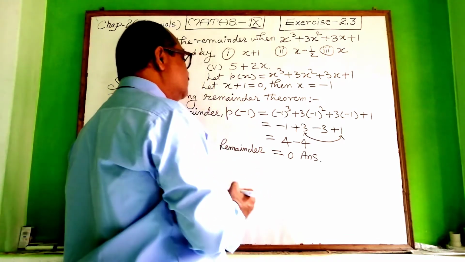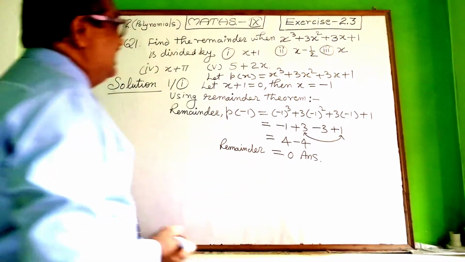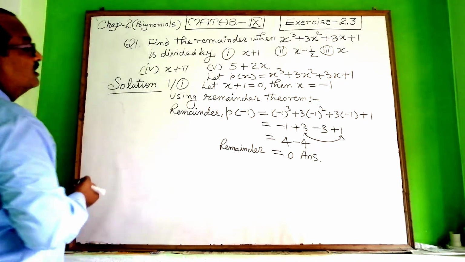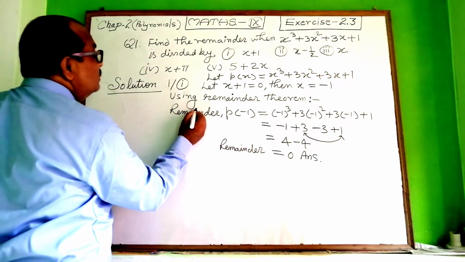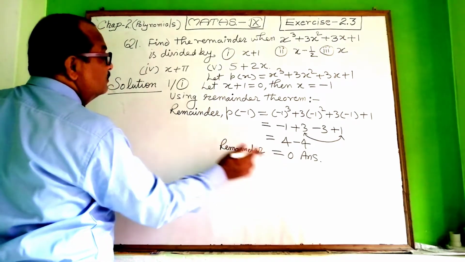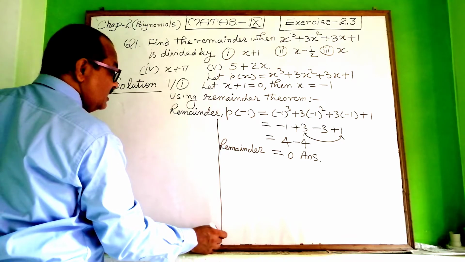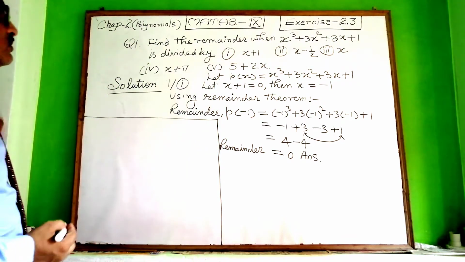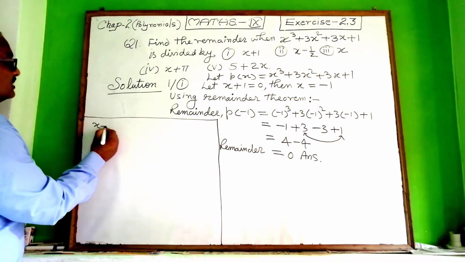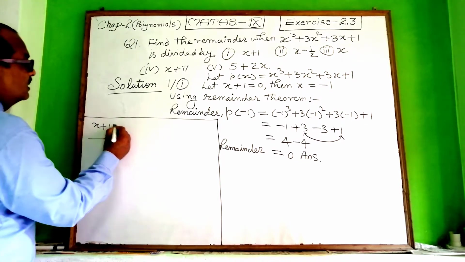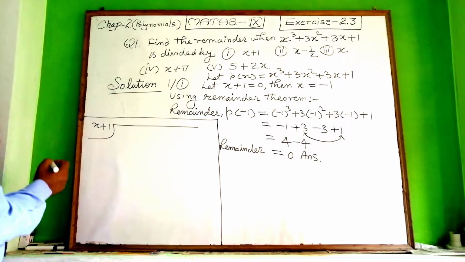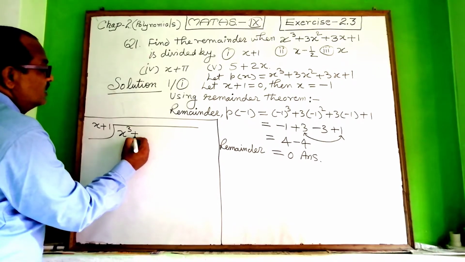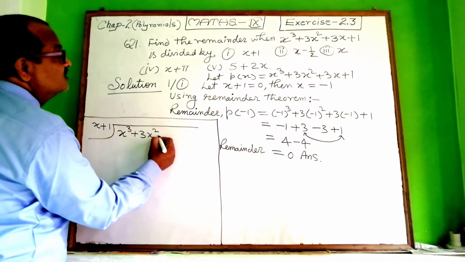Students, you can find this remainder also by actual division. See how to do actual division. If you don't want to apply the remainder theorem, you can apply the actual division. So I would like to explain how to use the actual division in this question again. One question I also solved before this question. You can see the question is like this.